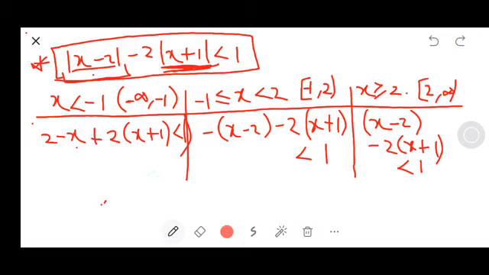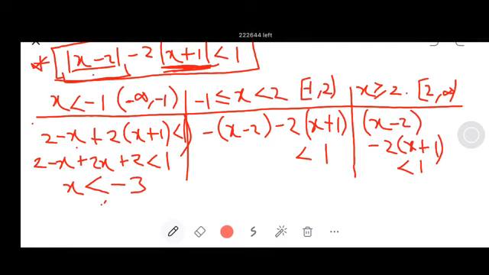Then this will become 2 minus x, then plus 2x plus 2, less than 1. So 2x minus x, that is x. 2 plus 2, that is 4. So x plus 4 is less than 1, from which you can say x is less than 1 minus 4, which is minus 3. X is less than minus 3 will be what we are going to get for the first one.